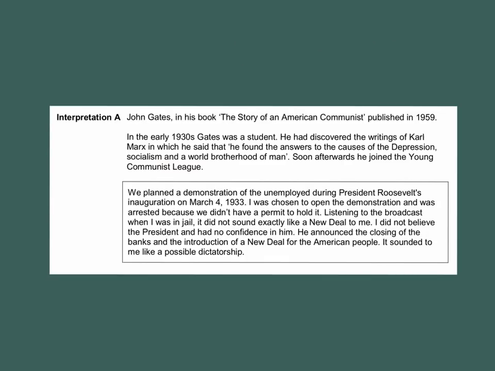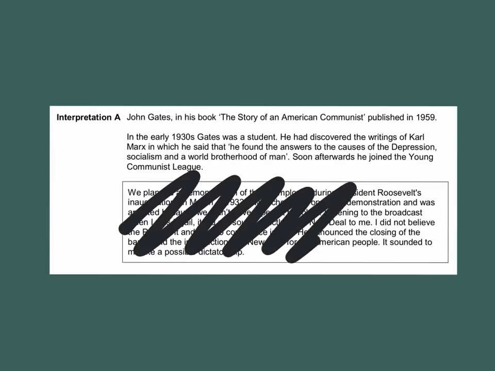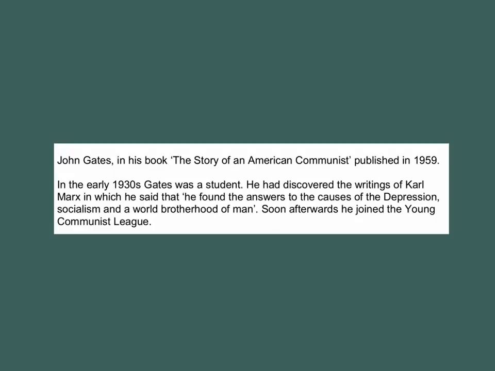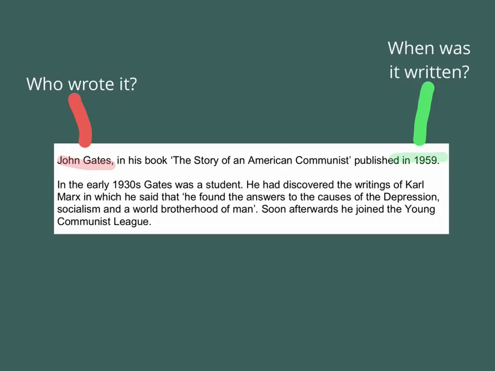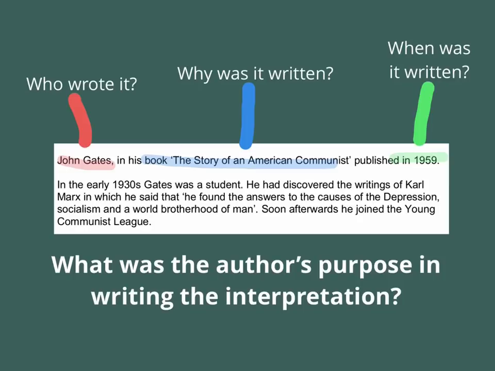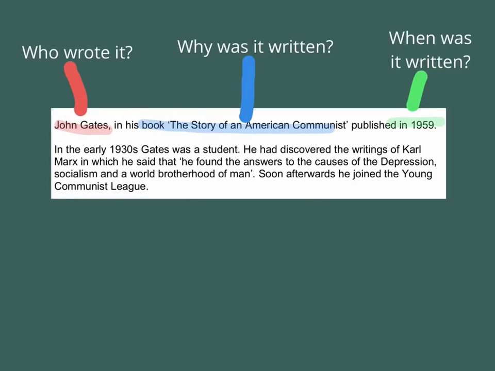So, unlike the first question, we're going to ignore the information that's written in the box on the source. Instead, we're going to focus on this bit that's written above it, because we want to focus on who wrote it and why they wrote it. So now we're focusing on the right part of the interpretation, we need to ask it a few questions. So the first question is who wrote it? Then when did they write it? And then why did they write it? Which will help us to answer the main question, which is what was the author's purpose? Why did they make this source? What message were they trying to get across? So let's take each of these questions in turn.